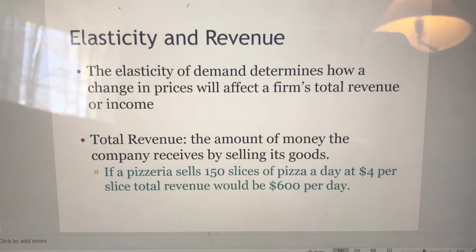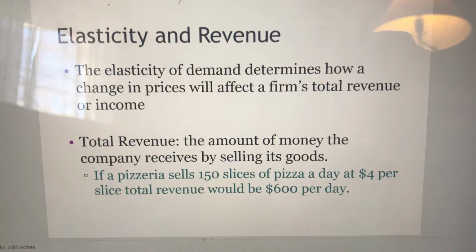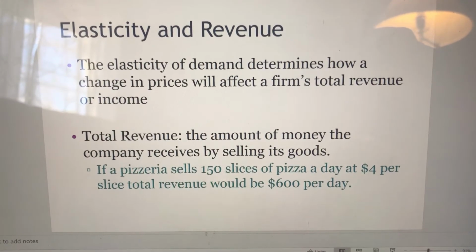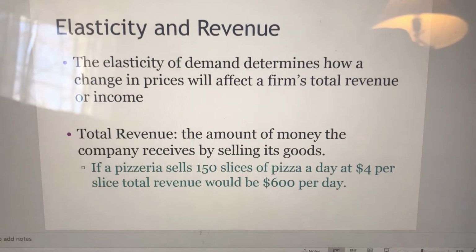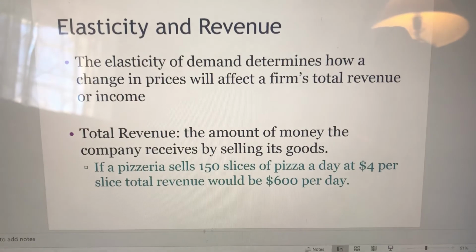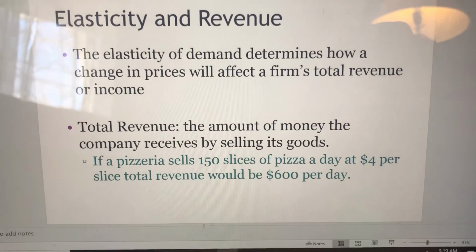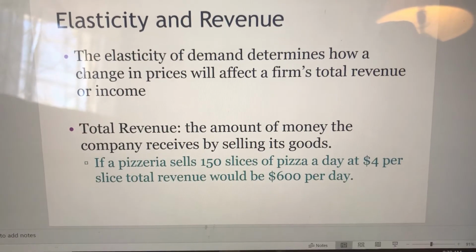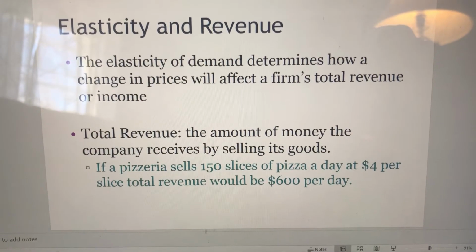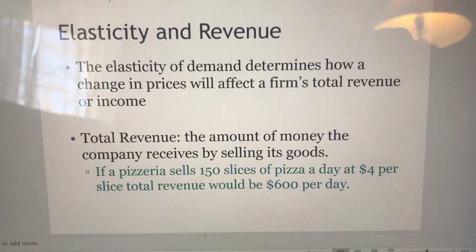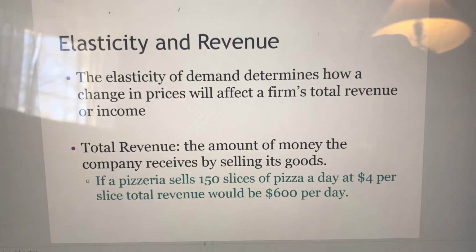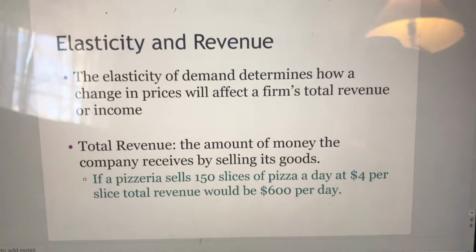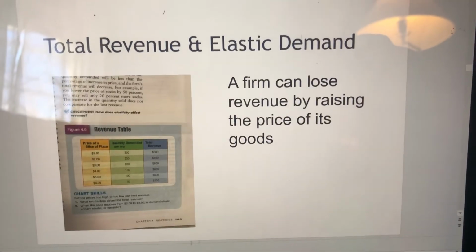So if you're Pronto Pizza and you sell 150 slices a day at $4 a slice, yep, this is math. I don't think this is too challenging for us to figure out. 150 times 4 is $600 per day. So their revenue is $600 per day. Okay, so how does elasticity of demand affect a firm's revenue, right?